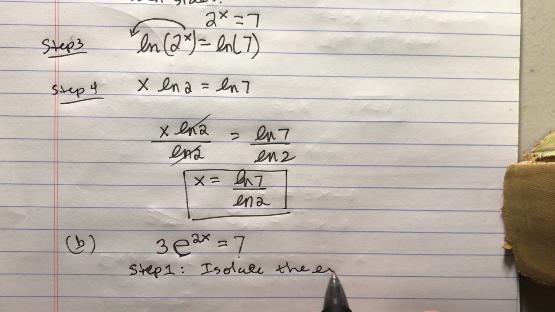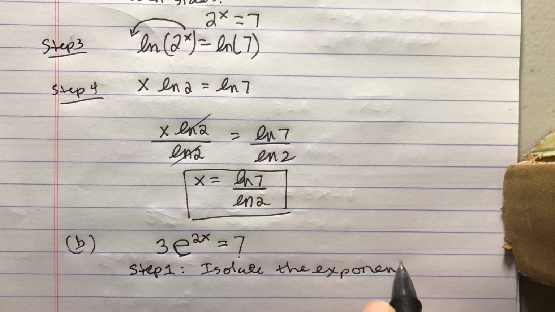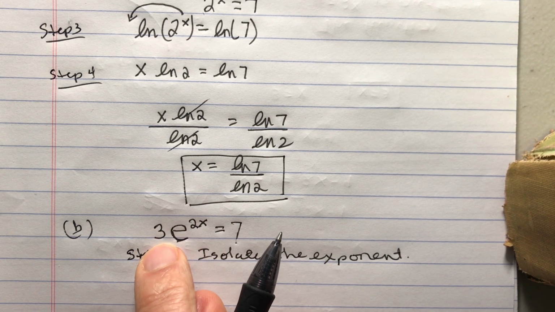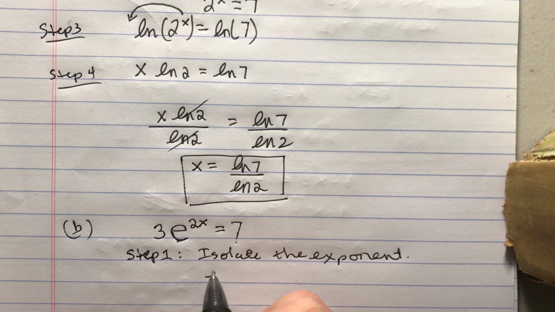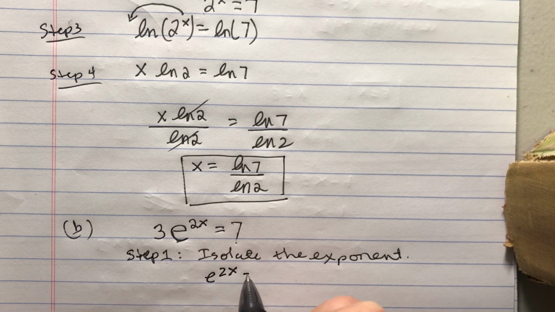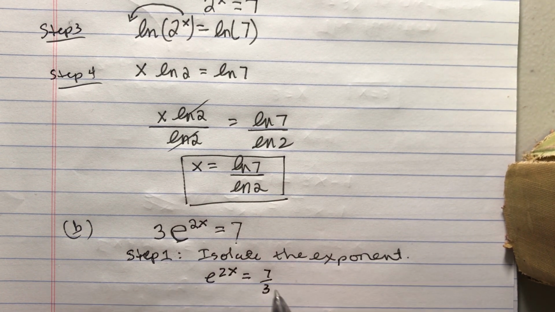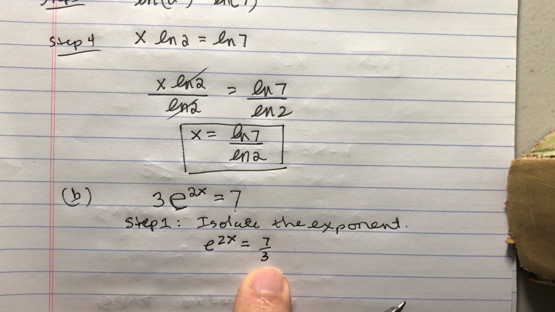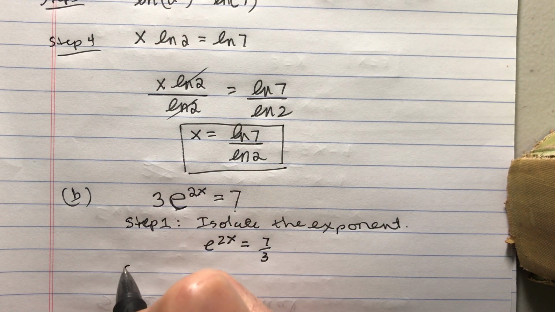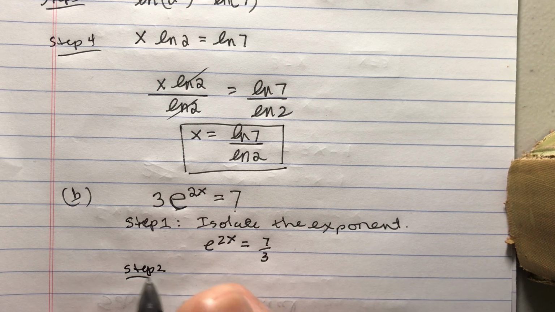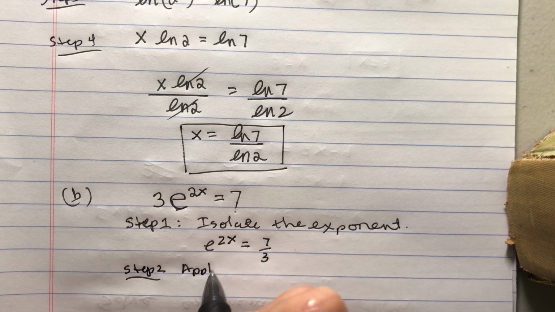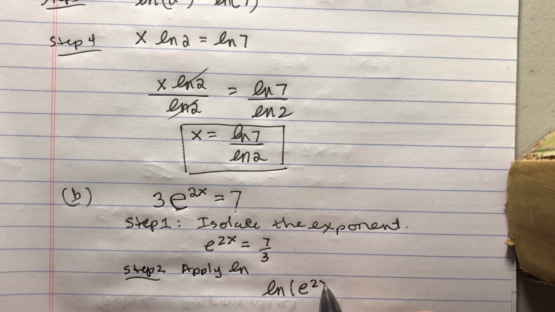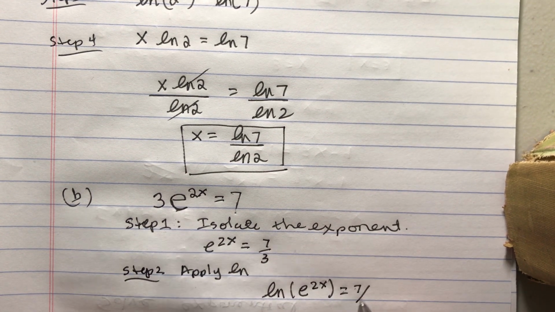One of the things we do not want to do is apply ln to both sides here while the 3 is there. That will not be what we want to do. When I say isolate the exponent, that just means divide by 3, so I have an exponent equals a number. And then step 2, apply ln. So I have ln e to the 2x equals 7/3.